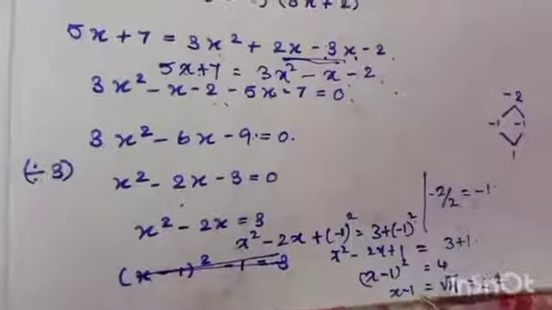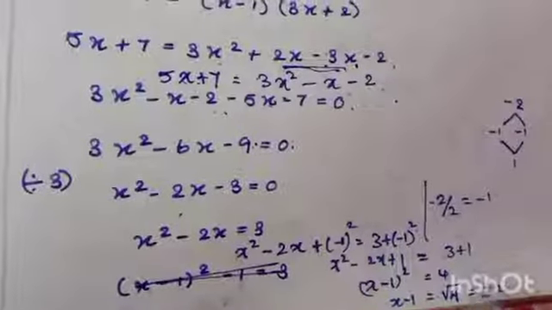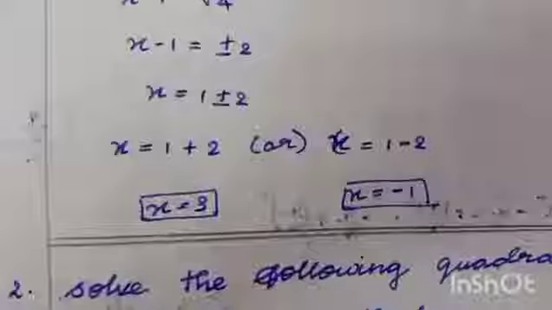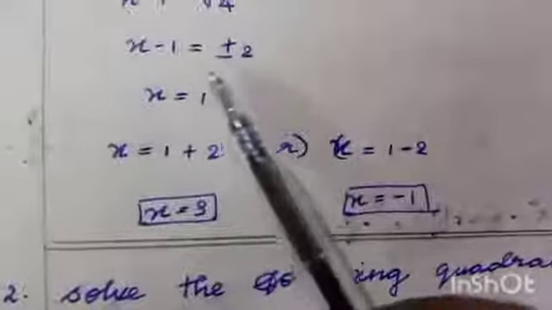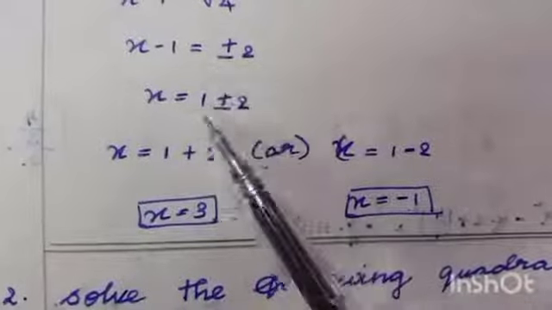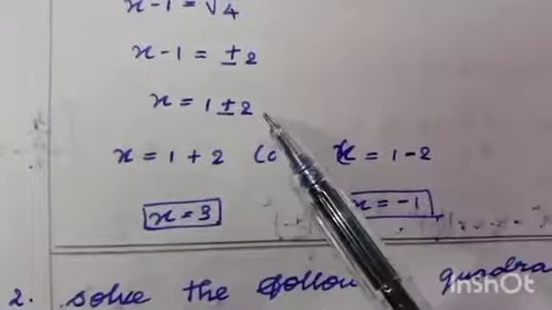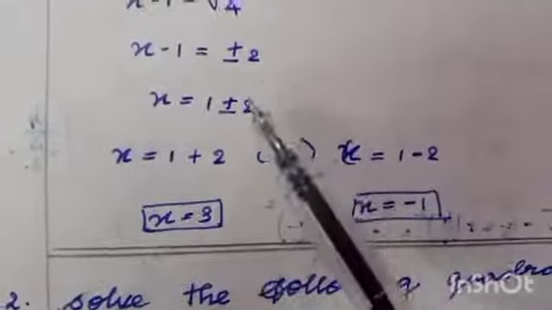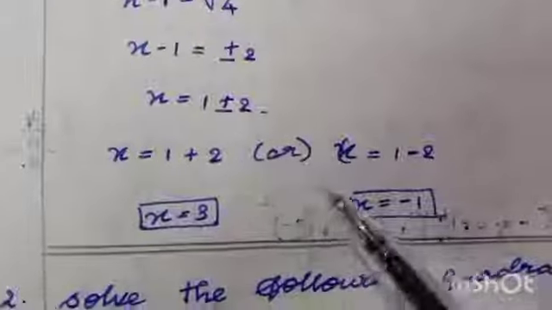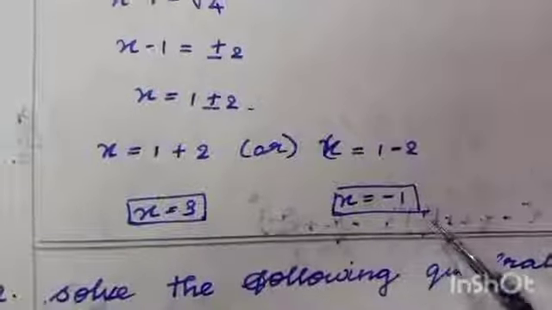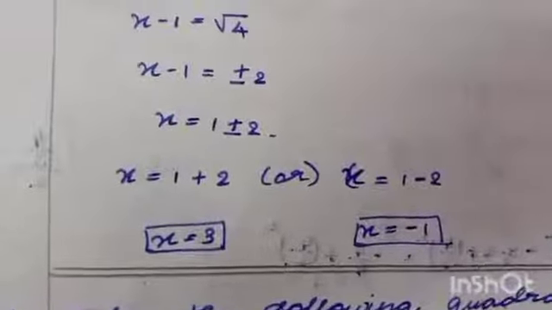So x minus 1 is equal to square root of 4. Square root of 4 value is plus or minus 2. So then x minus 1 equal to plus or minus 2. So x is equal to, this minus 1 transpose this side, 1 plus or minus 2. So that is, we have two values: x is equal to 1 plus 2 or x is equal to 1 minus 2. So x equal to 3, x is equal to minus 1.